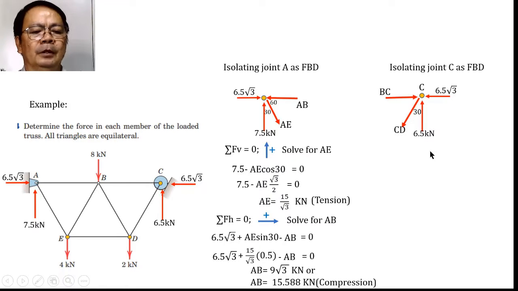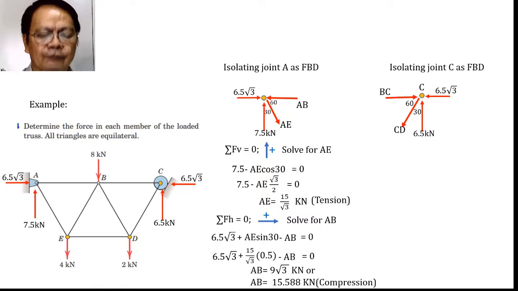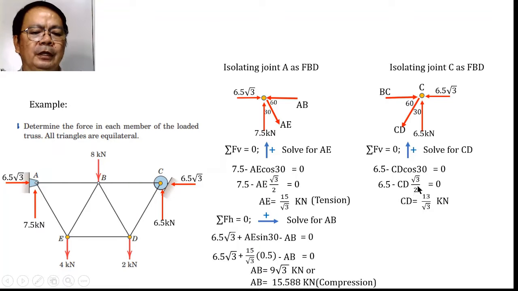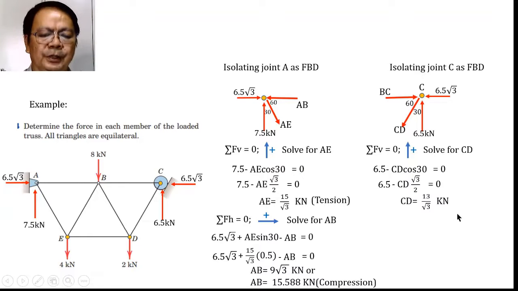Ito yung part nito. Therefore, when we sum up force vertical equal to 0, and assuming that upward direction is positive, what do I have? I will have 6.5 here minus the component of CD, cosine of 30, shall be equal to 0. And therefore, substituting CD to be at the square root of 3 over 2, that will be equal to 0. Therefore, from here, we can solve CD as 13 divided by the square root of 3. And again, since it is away from the joint, it must be in tension.